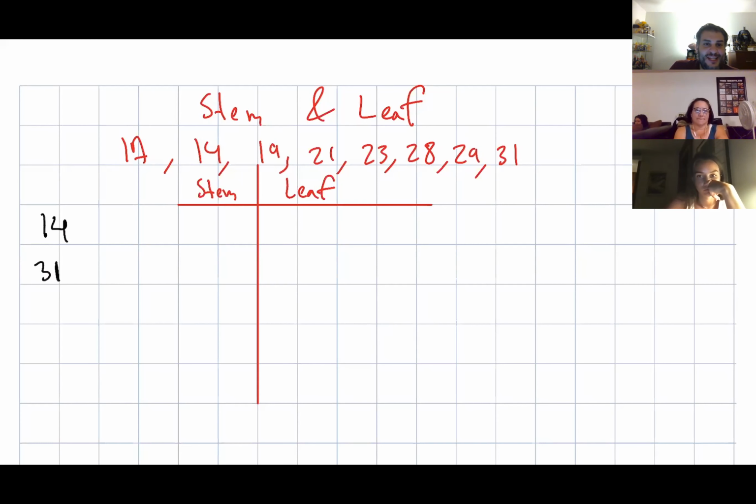So we have numbers in the tens place, and we have numbers in the 30s. That means the stem is going to start at 1, because that represents the tens, and go to the 20s and to the 30s.